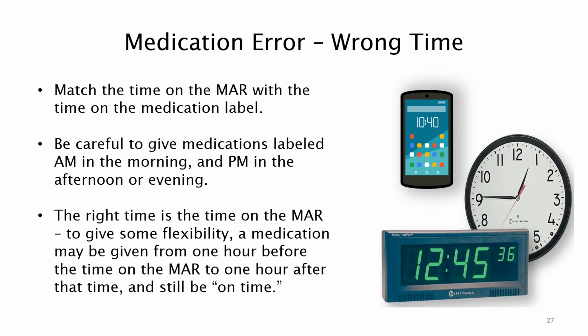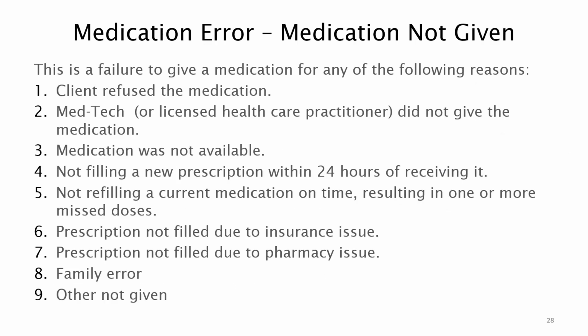Wrong time. You have an hour before and an hour after to give medication. So if it's scheduled for 6, then you can give it at 5 all the way up to 7. But if you are really behind and you have to give something at like 9 o'clock, then it is a medication error.